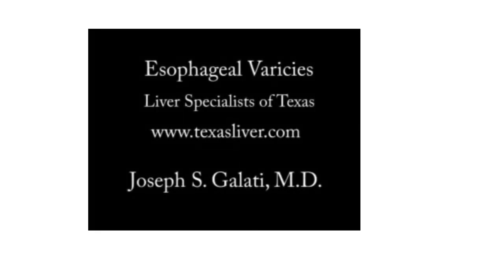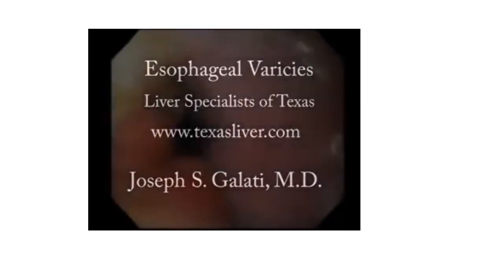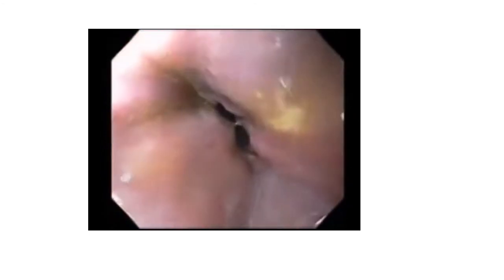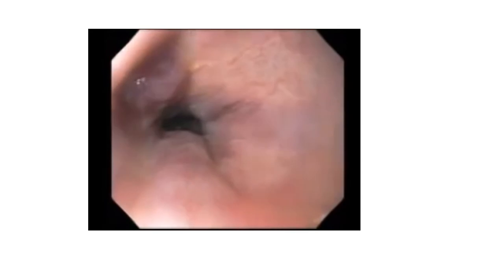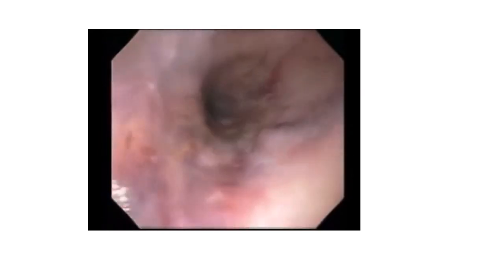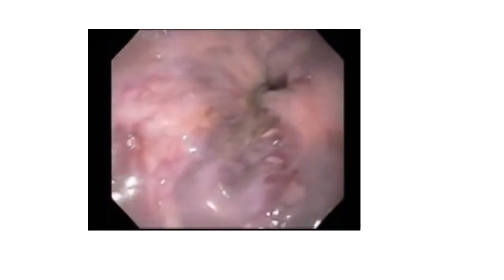In the next video, I'm Dr. Joe Galati, and we're going to be talking about esophageal varices, a very common problem for those of us that deal with patients with chronic liver disease. Now, on this video clip, what you see going down the inside of the esophagus are these abnormal appearing veins. These are varices, and this is a result of cirrhosis and portal hypertension.